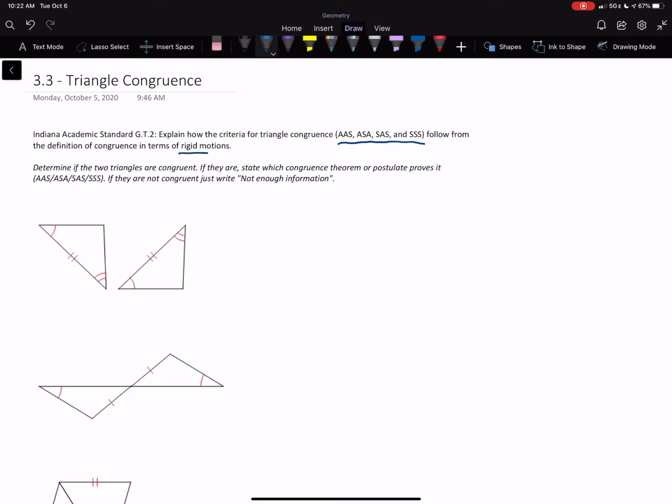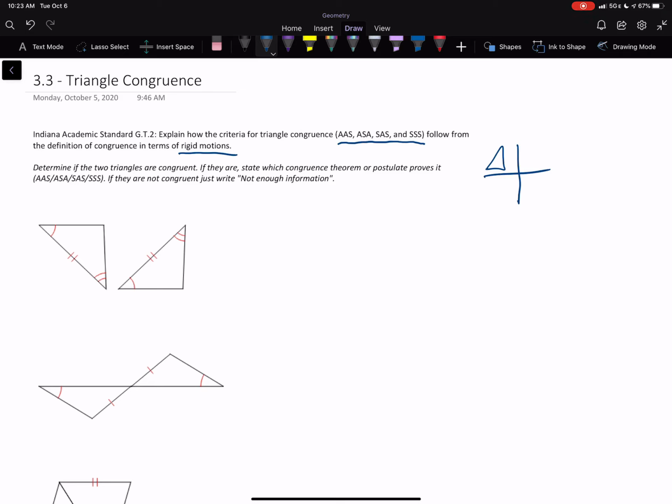And rigid motions, really, that is when you're on a coordinate plane and you take, so if I draw a coordinate plane and you take a shape and then you translate it, you rotate it, you reflect it, whatever it is, but you keep the same size of all of the sides and all of the angles, that is congruent on the coordinate plane, and that's what we're talking about here.